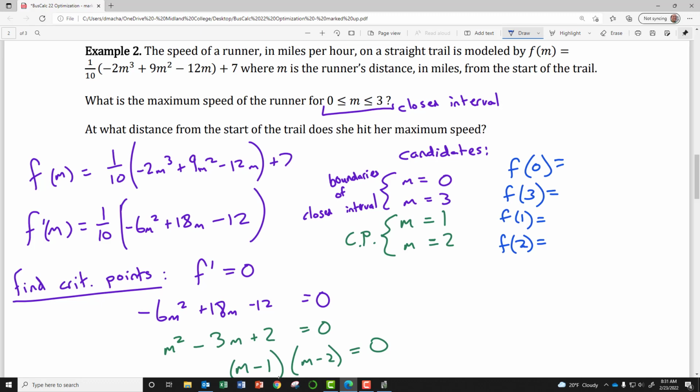So if I plug in m is equal to 0, this is just going to be 7. If I plug in m is equal to 3, that's going to be a little bit harder. Maybe get a calculator out for that one, just because I don't want to waste a lot of space here. If I plug in m is equal to 1, I've got -2 plus 9 gives me 7 minus 12, which is -5, times 1/10, so that's -1/2. So that looks like it's going to be about 6.5. And then again, for 2, I'll grab a calculator.